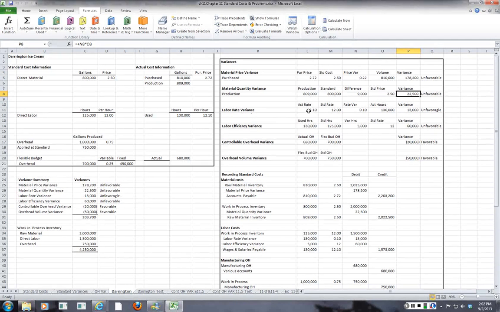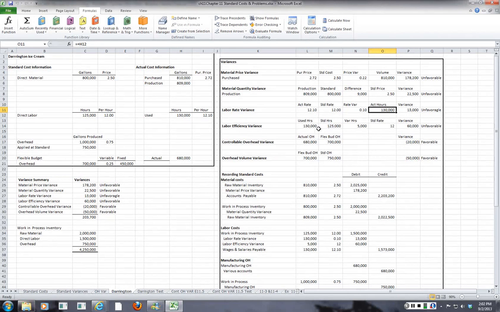Now let's talk about the labor. The labor rate is $12.10. The standard labor rate is $12. So there's a rate variance of 10 cents. And we actually used 130,000 hours. So 10 cents times 130,000 hours is $13,000 of unfavorable labor rate variance.